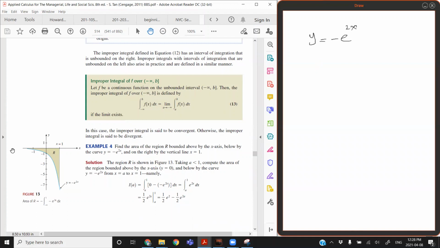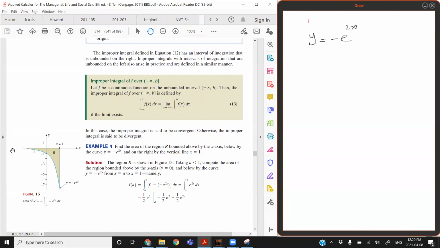and since it's an area below the x-axis, the integral is going to be a negative number. But the area is positive. The area is always positive, and the way you get the area is by taking the function on top minus the function at the bottom. In this case, the function on top is the x-axis, and the formula for the x-axis is y equals 0.